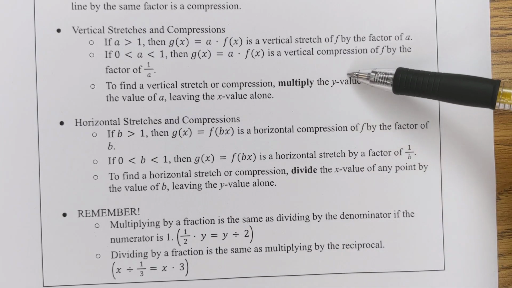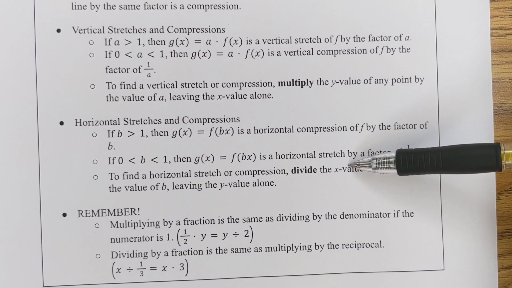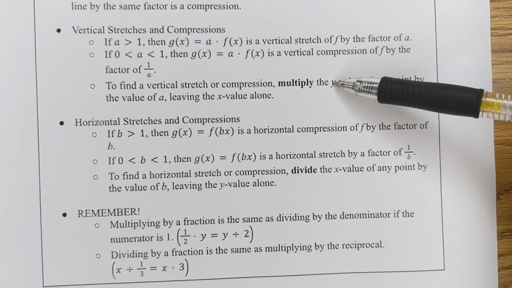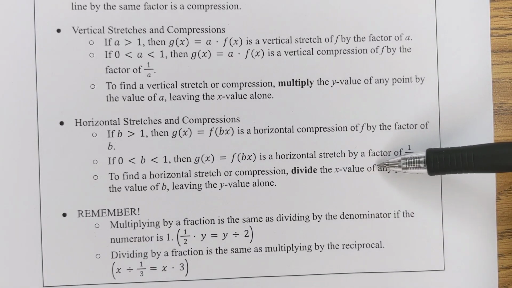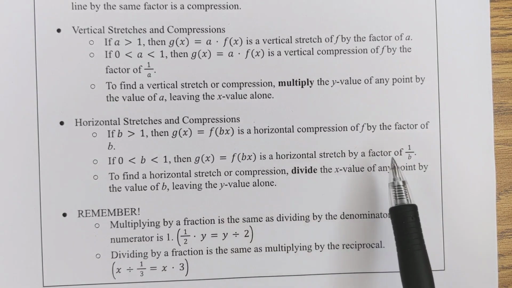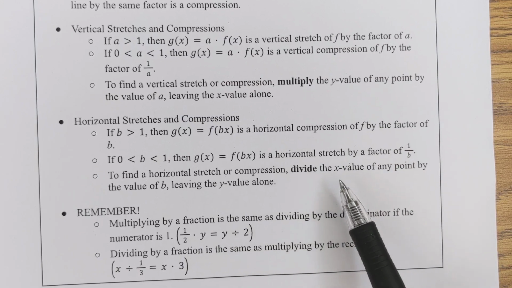Just like everything else, vertical and horizontal are opposites of each other. This one, for translation, you would do what you'd expect. This one, you do the opposite of what you expect. So we're going to divide our x value by B for any point. The y value stays the same as the graph is only shifting left-right.